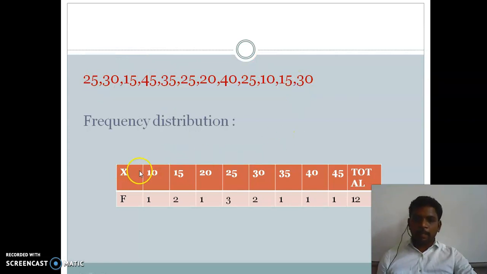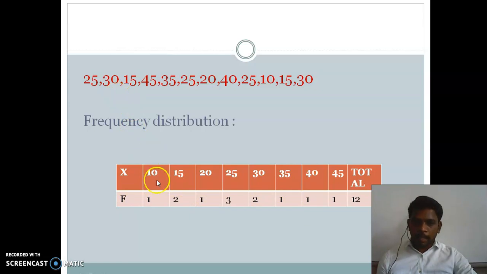But here in X you can write the different numbers, that is, the different marks, and write one more row, the second row, frequency. F stands for frequency, that is, frequency distribution. So frequency means how many times the particular number is repeated. That information comes under the frequency.